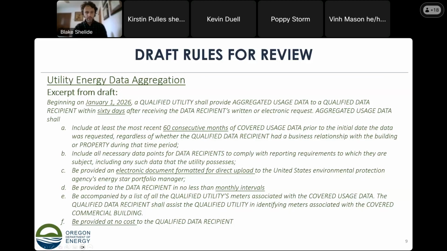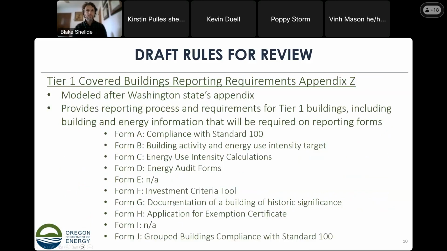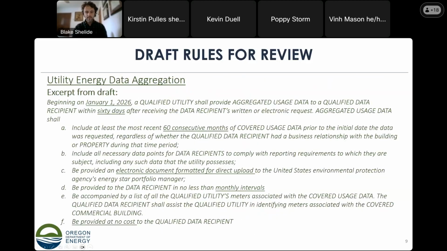I'm not able to see the comments, but I do want to pause here to discuss any of this. Let me see if I can get my participant list back up. There we are. It looks like Kathleen has a hand raised.